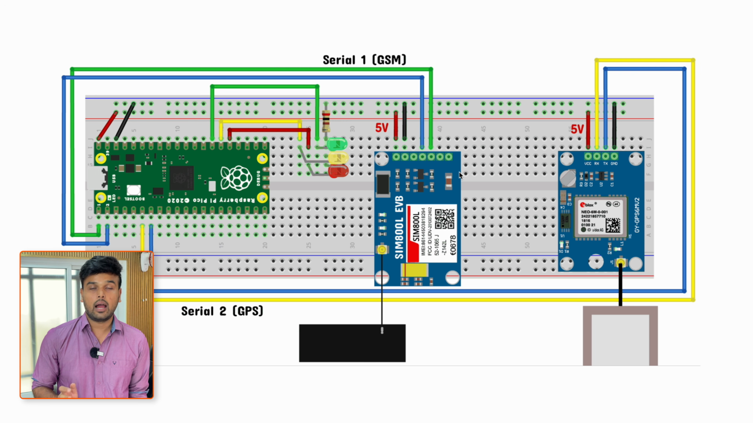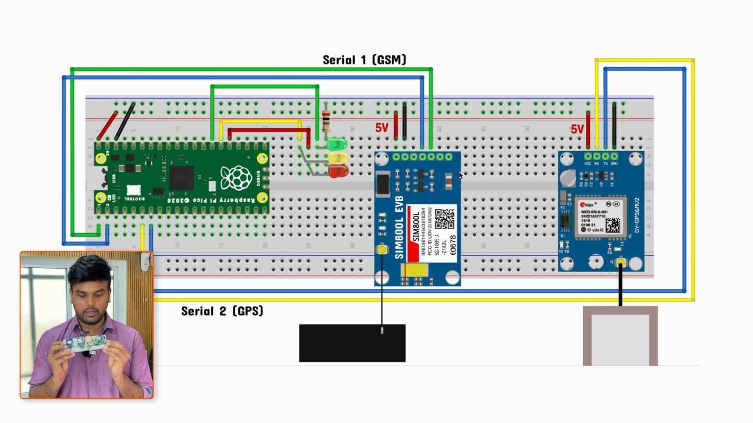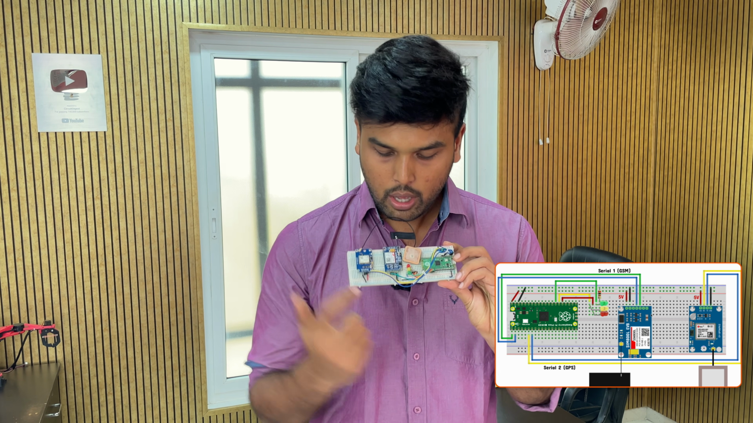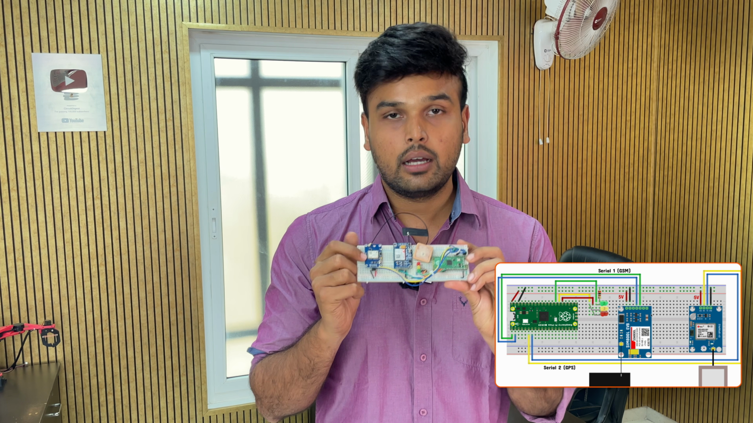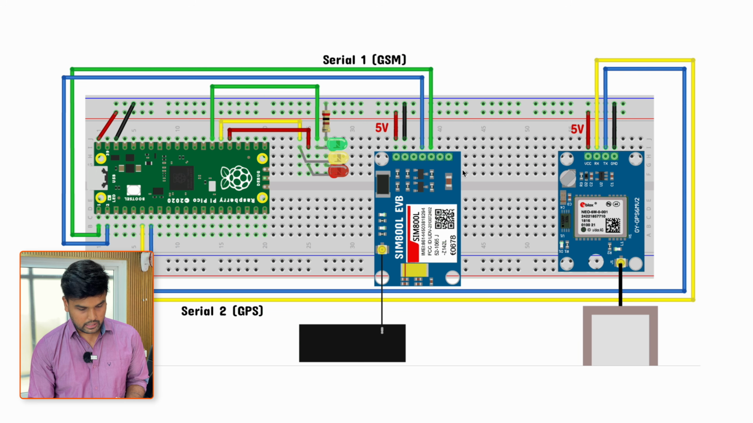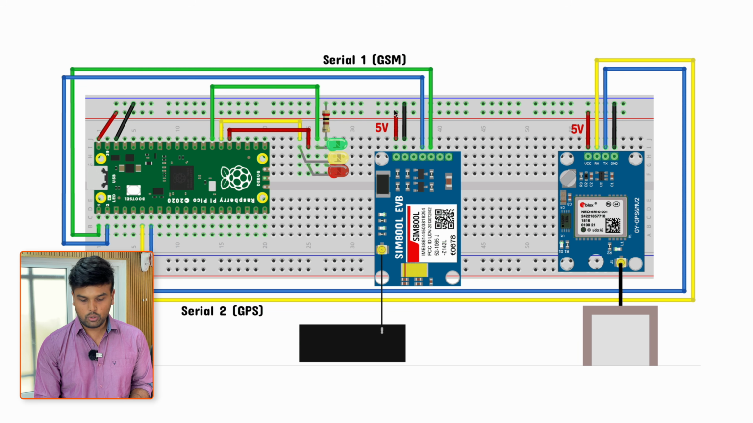And as you can see, the hardware for this project is really simple. We just have the Raspberry Pi Pico development board along with a SIM800 GSM module and a Neo 6M GPS module. Now the circuit diagram here shows all the connections. We're going to use the 5 volt to power up our SIM800L as well as the Neo 6M GPS module.